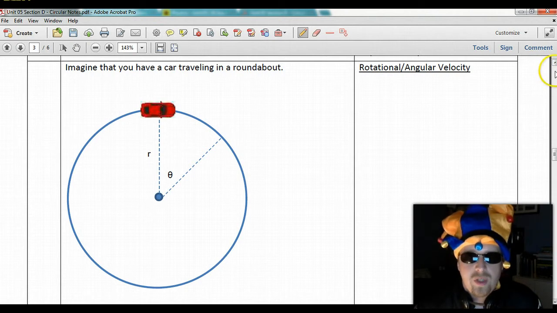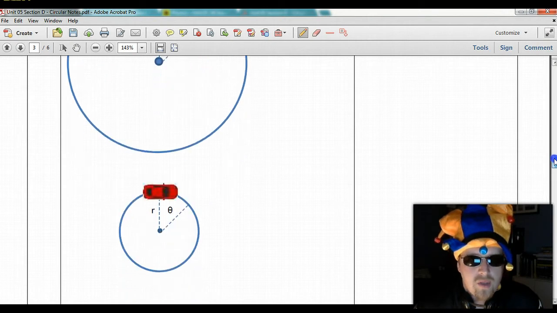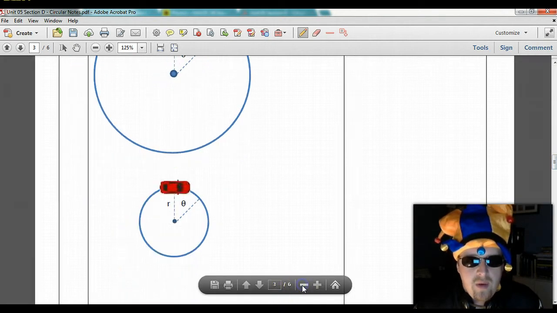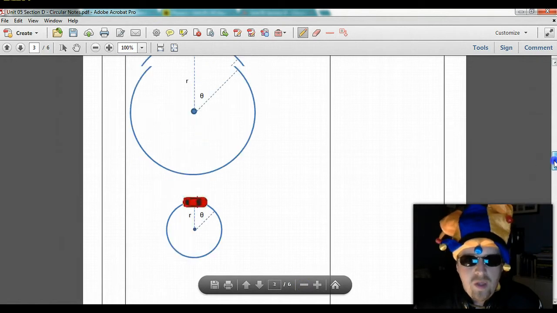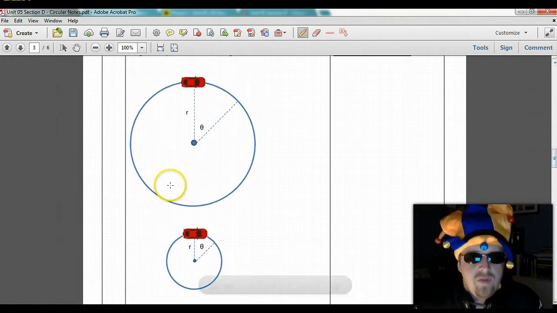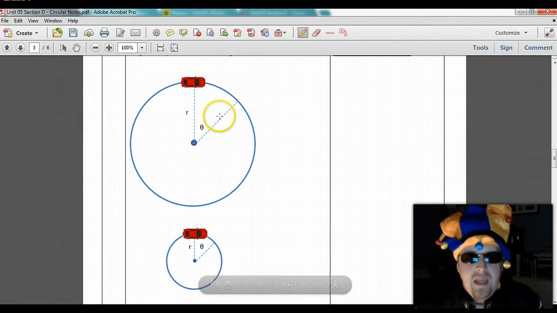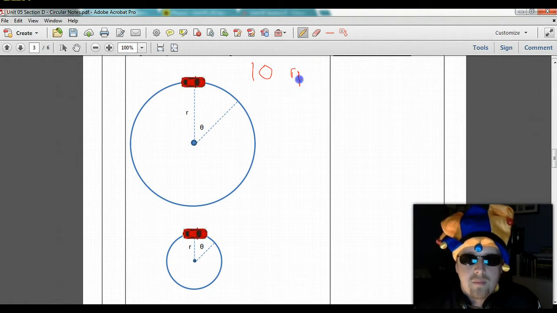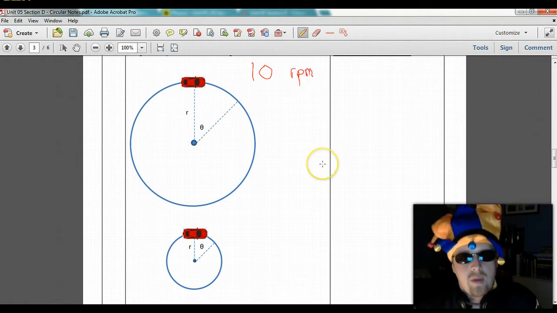Okay, so imagine for a moment you have two cars traveling in two very different size roundabouts. We're going to zoom out a little bit. You have two cars traveling in two very different size roundabouts, and let's just say that they're both traveling at 10 RPMs.